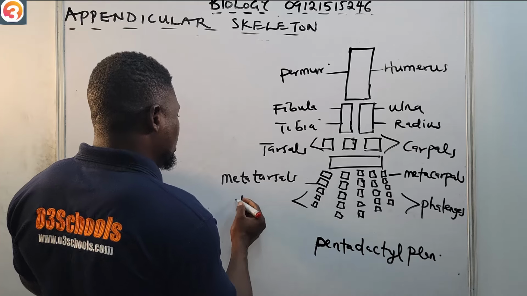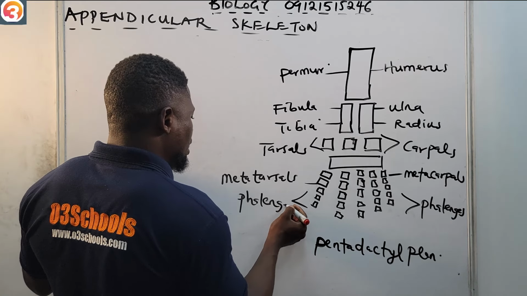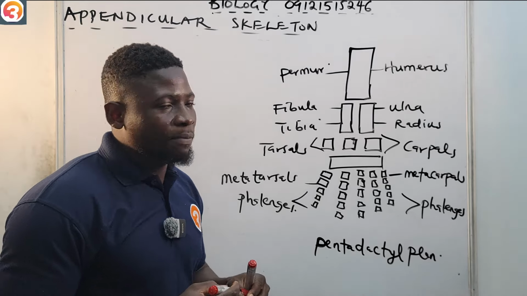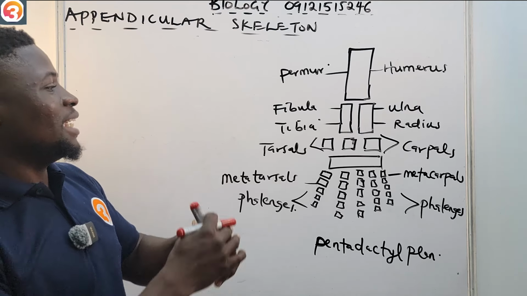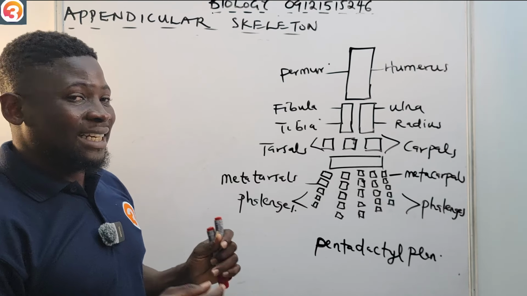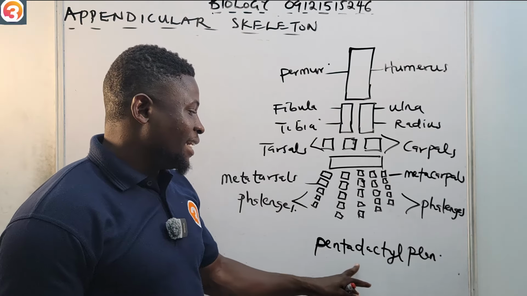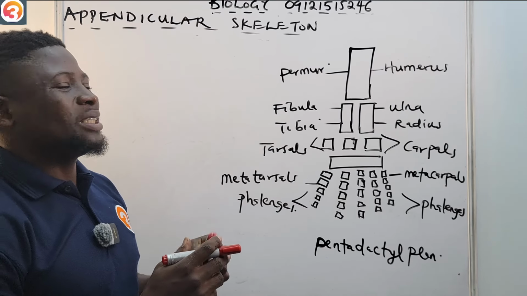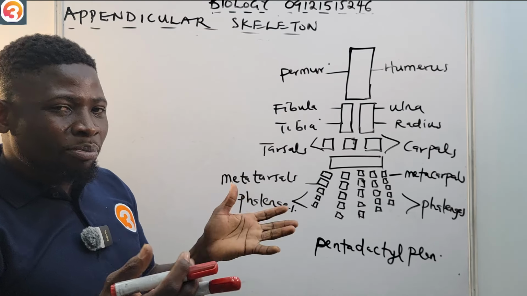Okay, and then here will be what? The phalanges. Okay, so this is the pentadactyl plan, showing what? All the bones, all the arrangement, and all of their location. That's what the pentadactyl plan shows. The pentadactyl plan shows common limb structures found in what? Invertebrates. Okay, common limb structures.